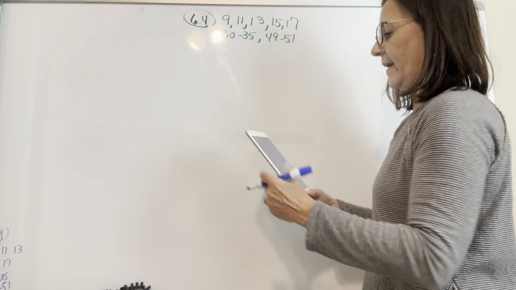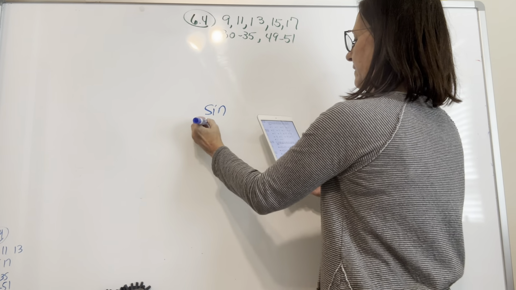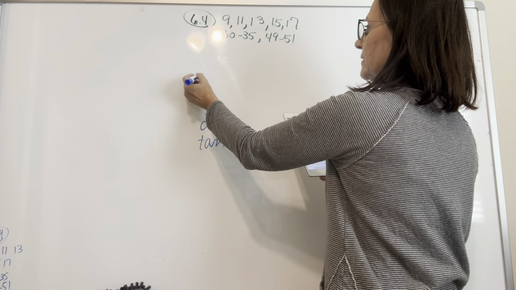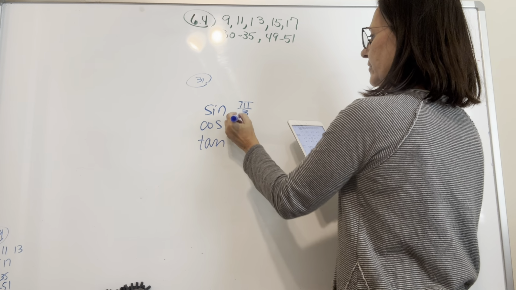Find the exact value without using a calculator. So we want the sine, the cosine, and the tangent. Number 31 is 7 pi over 3.